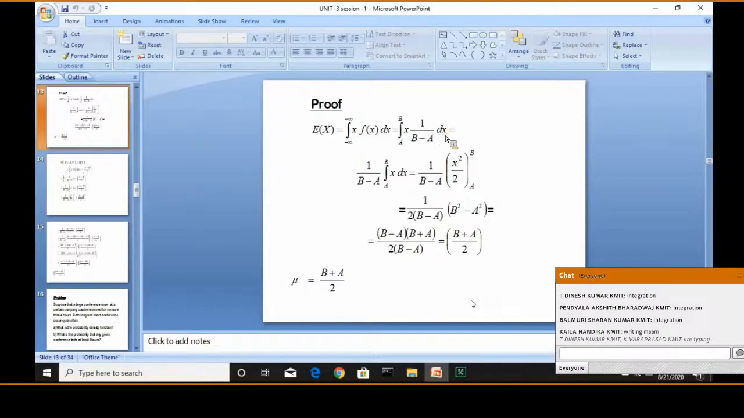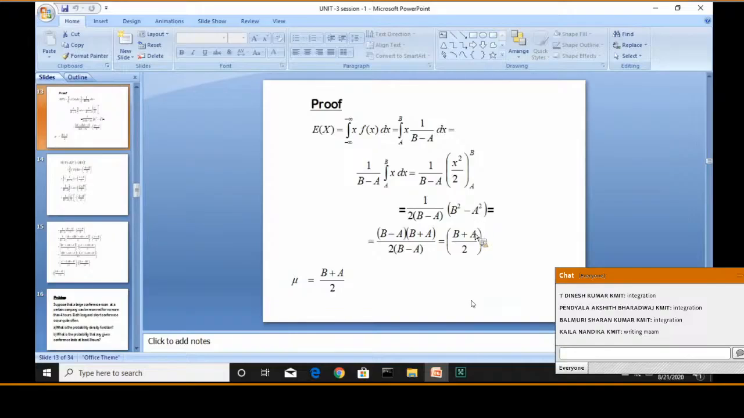So 1 by b minus a dx. 1 by b minus a is a constant, so we will take it outside. Integral a to b of x dx. Now we are integrating x. X power n integrates to x power n plus 1 by n plus 1, so we write x square by 2, with lower limit a and upper limit b. So I got 2 outside, and b minus a is there. Applying the upper limit, I wrote b square minus a square.